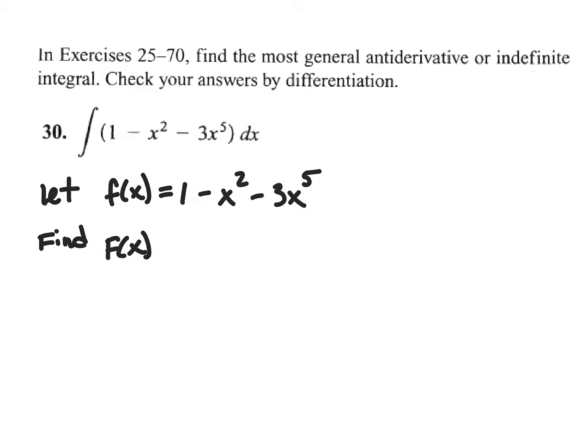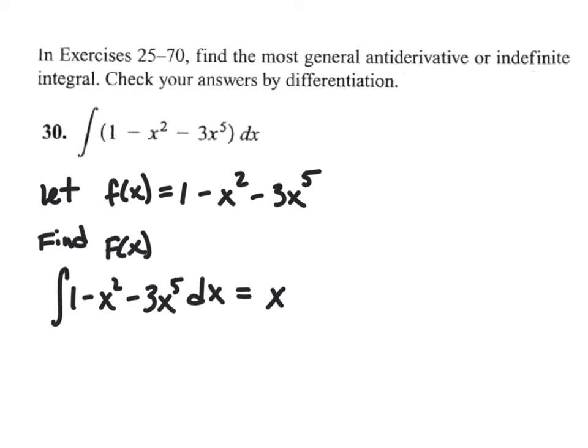What I want to do is ask the question, the derivative of what gives me this? And that's what I'm going to do to find F of x. So let's go ahead. I'm going to rewrite this and say the integral of 1 minus x squared minus 3x to the fifth dx is equal to the following. If I were to ask the derivative of what gives me 1, then that would just be x. If I took the derivative of x, it would just give me 1.